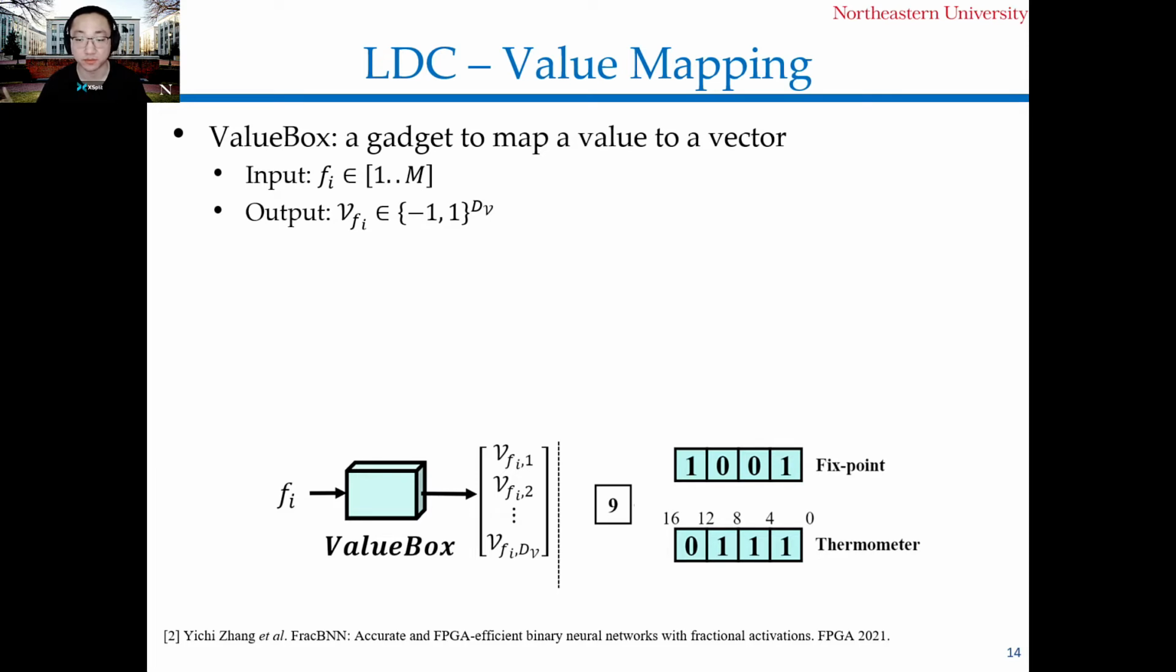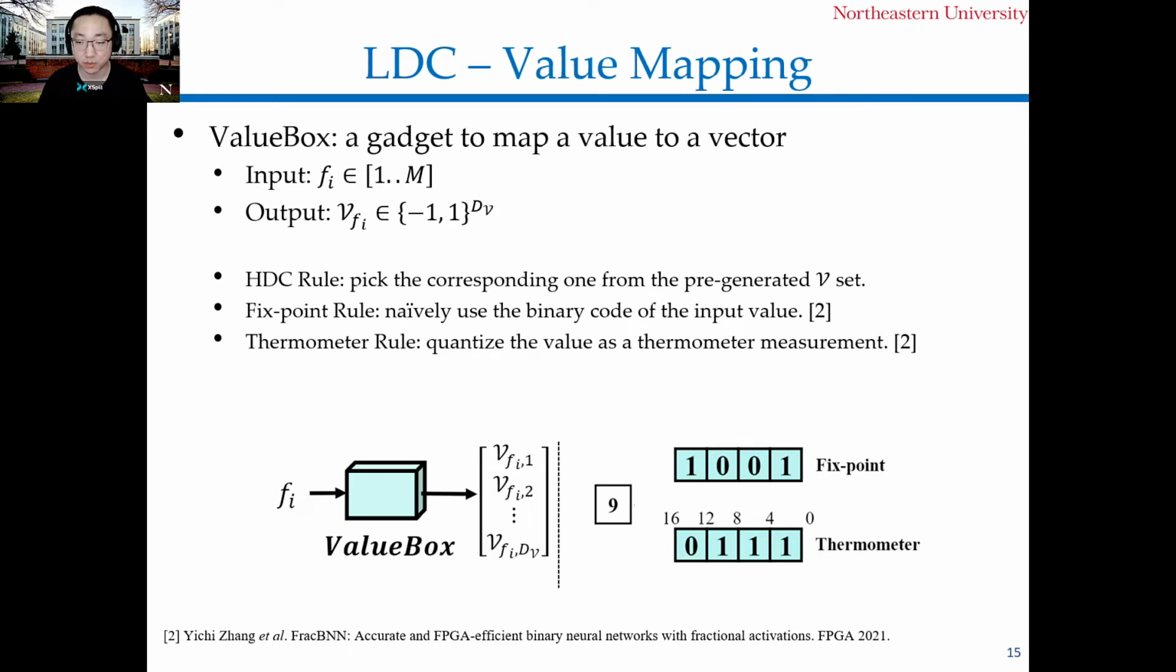And now let's review the HDC steps one by one from a totally new perspective. First is the value mapping. I mean, how to generate the value hypervectors. We denote the value representation as a gadget called ValueBox. And it will map one input value as a binary or bipolar vector following a certain rule.